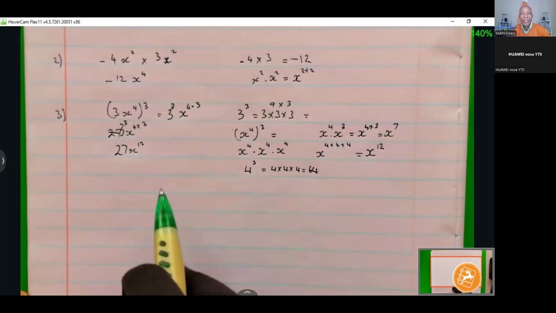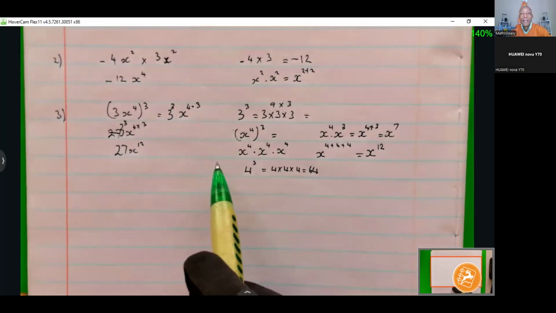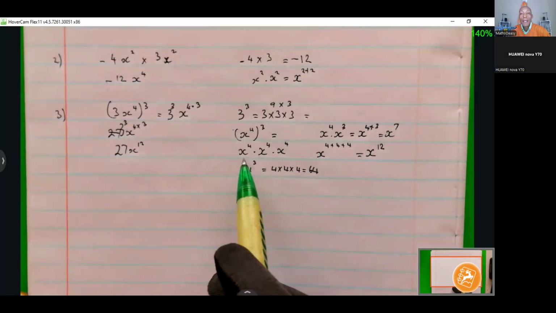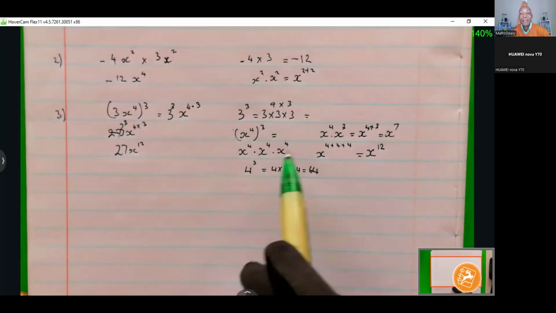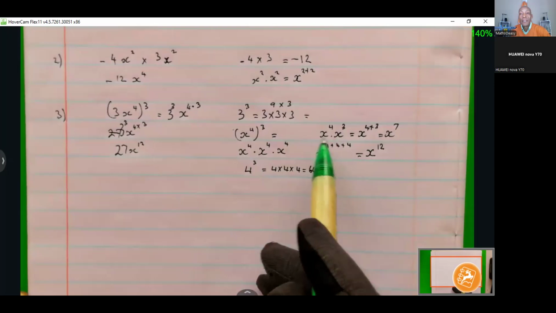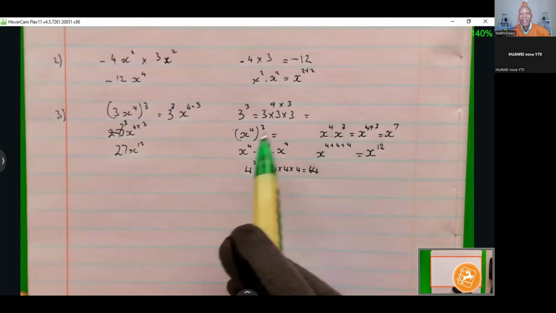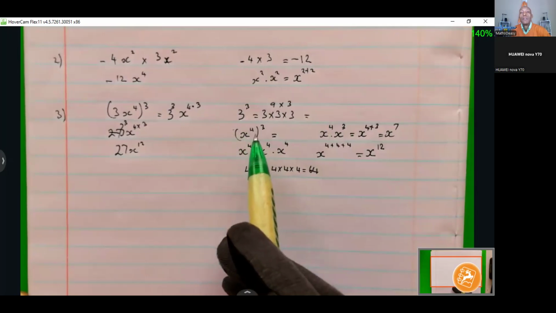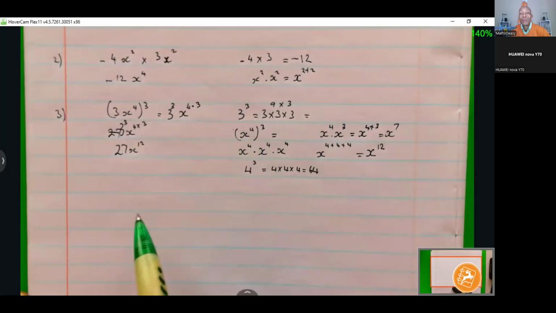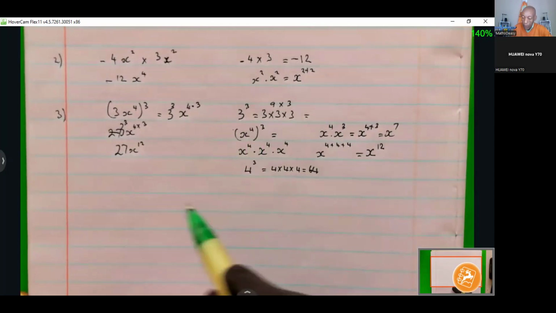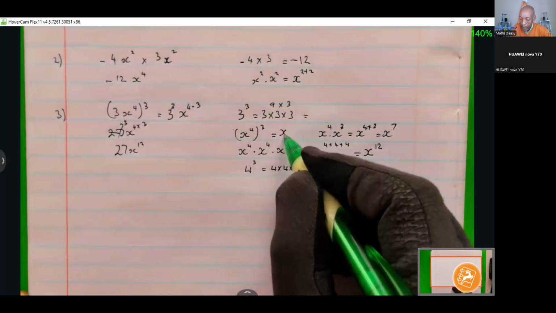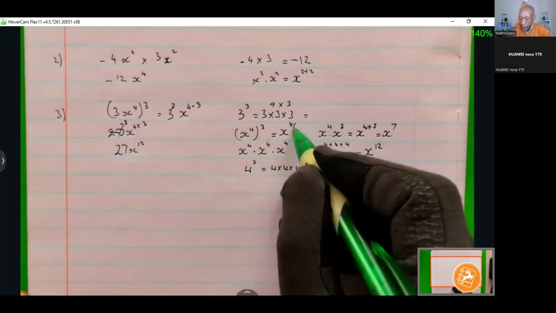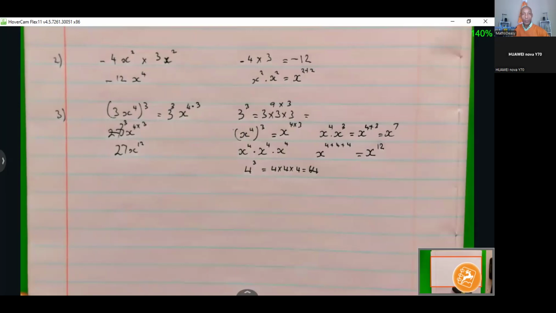Right. So don't forget, don't mix multiplying these two factors when they are like this and when you are raising the power of one factor. Okay. Right. So just remember that it is like saying 4 by 3. Okay. Right. Yes. Let's go to the next one.